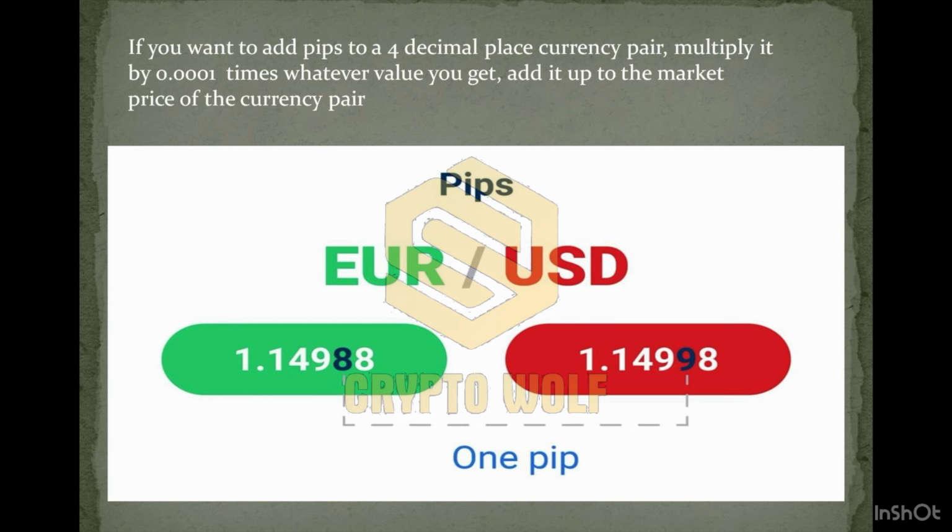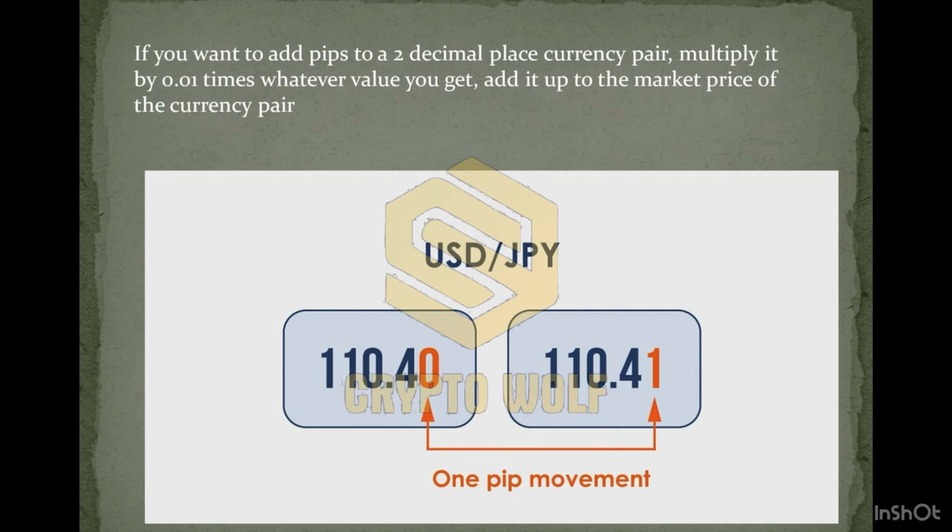If you want to add to a two decimal place currency pair, multiply it by 0.01 times whatever value you get, and add it to the market price of the currency pair. You can see this is a two decimal unit pair, which is 110.40. If you add 0.01 to this price, you get 110.41. So that is a 1 pip movement. I'm just giving you this so you understand the way pips actually move in a chart. This will give you clarity.